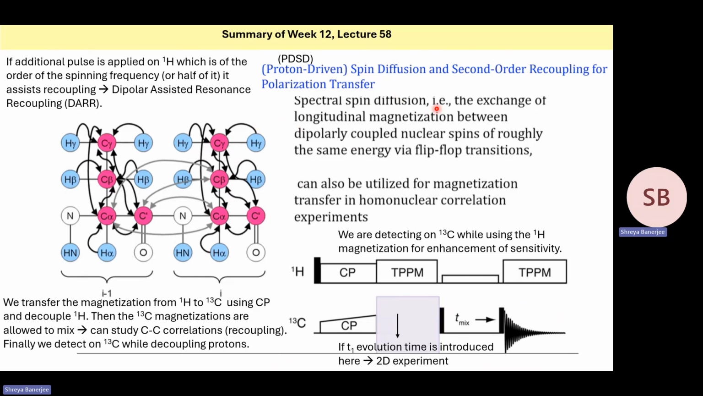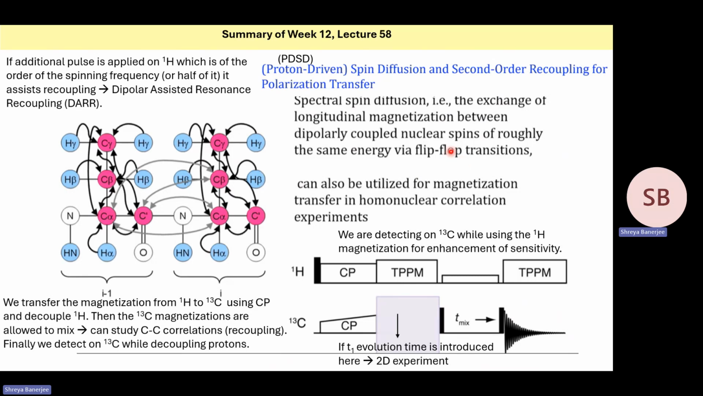Now, how is this spin diffusion happening? Basically, as I said, the magnetization is exchanging between dipolarly coupled nuclear spins. That means these adjacent spins, or they can be dipolarly coupled through space, of roughly the same energy via flip-flop transitions. We don't need to go into the detail of that.